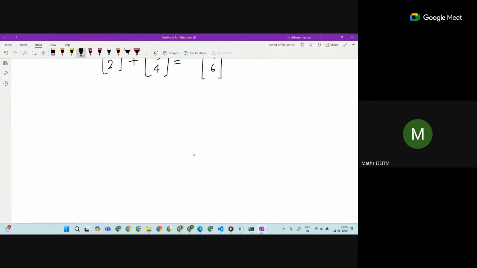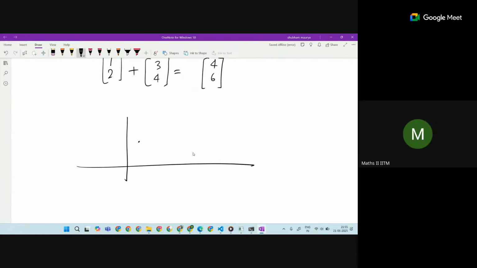Let's do it on this coordinate system. 1 is here and 2 is here, so somewhere the vector 1 2 is here. Written vertically, 1 2, and 3 4 is somewhere here, say here it is 3. So this vector is going to be this one.